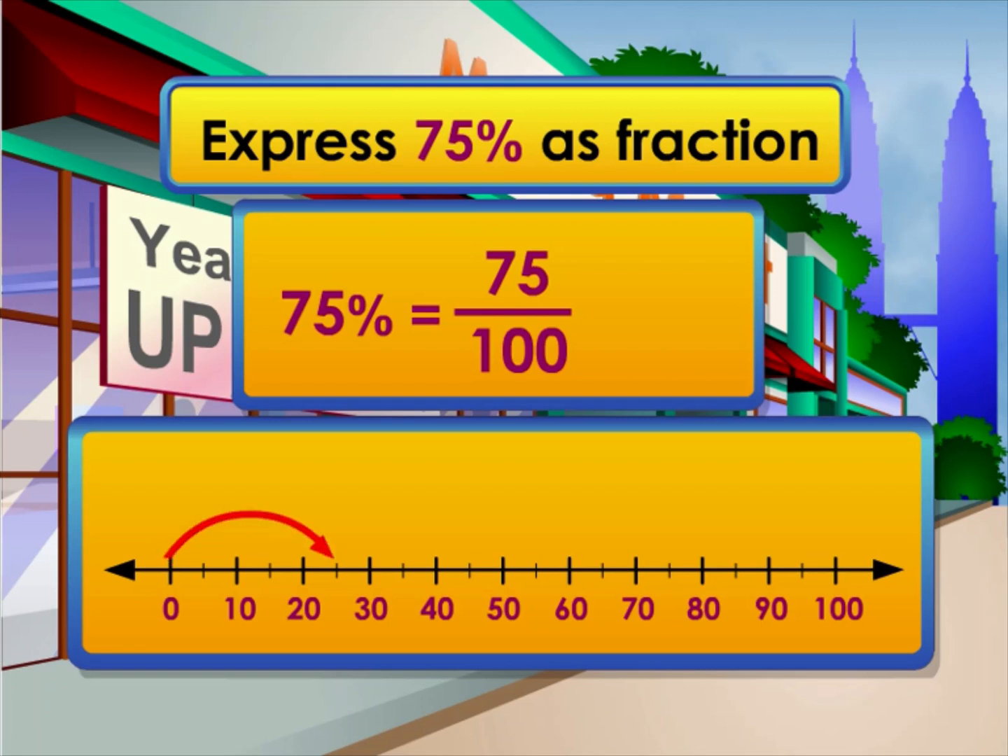From 0 to 25 is one jump, from 25 to 50 is another jump, and from 50 to 75 is another jump. So we have jumped 3 times out of 4 equal parts. That makes a fraction of 3 over 4 in the lowest terms. Therefore, 75% is 3/4 as a fraction.